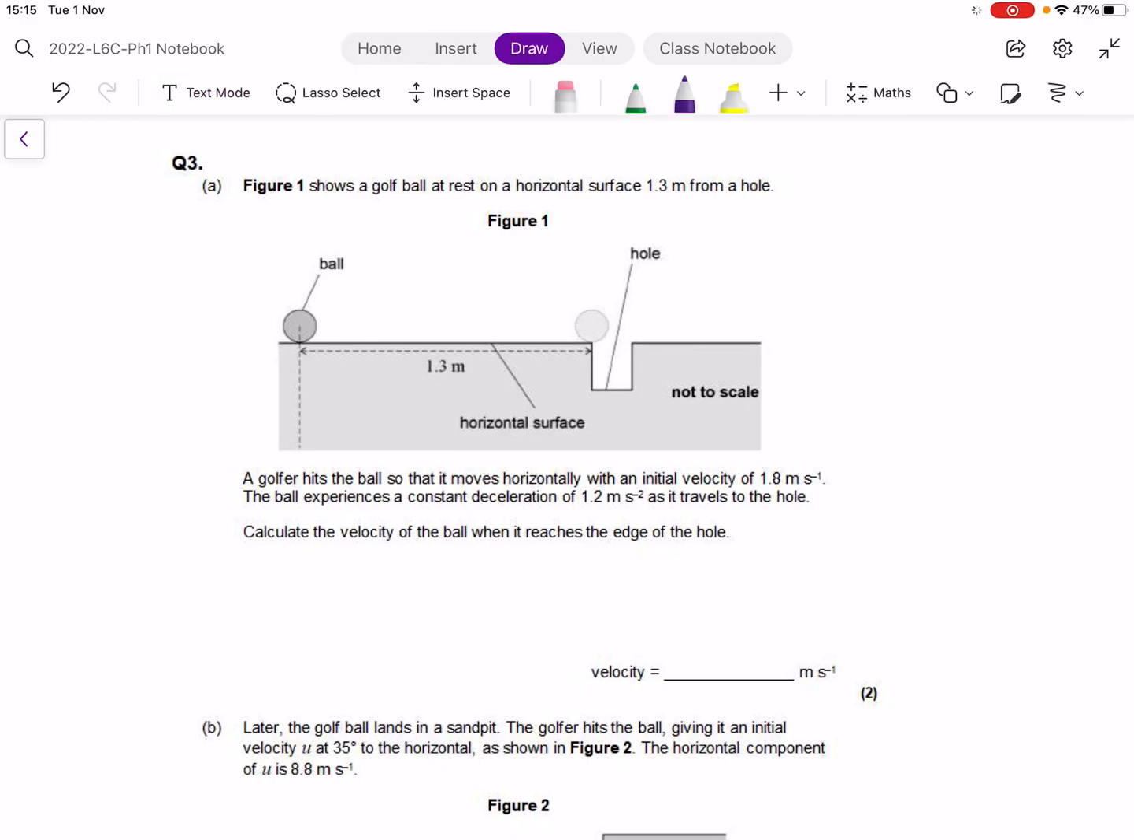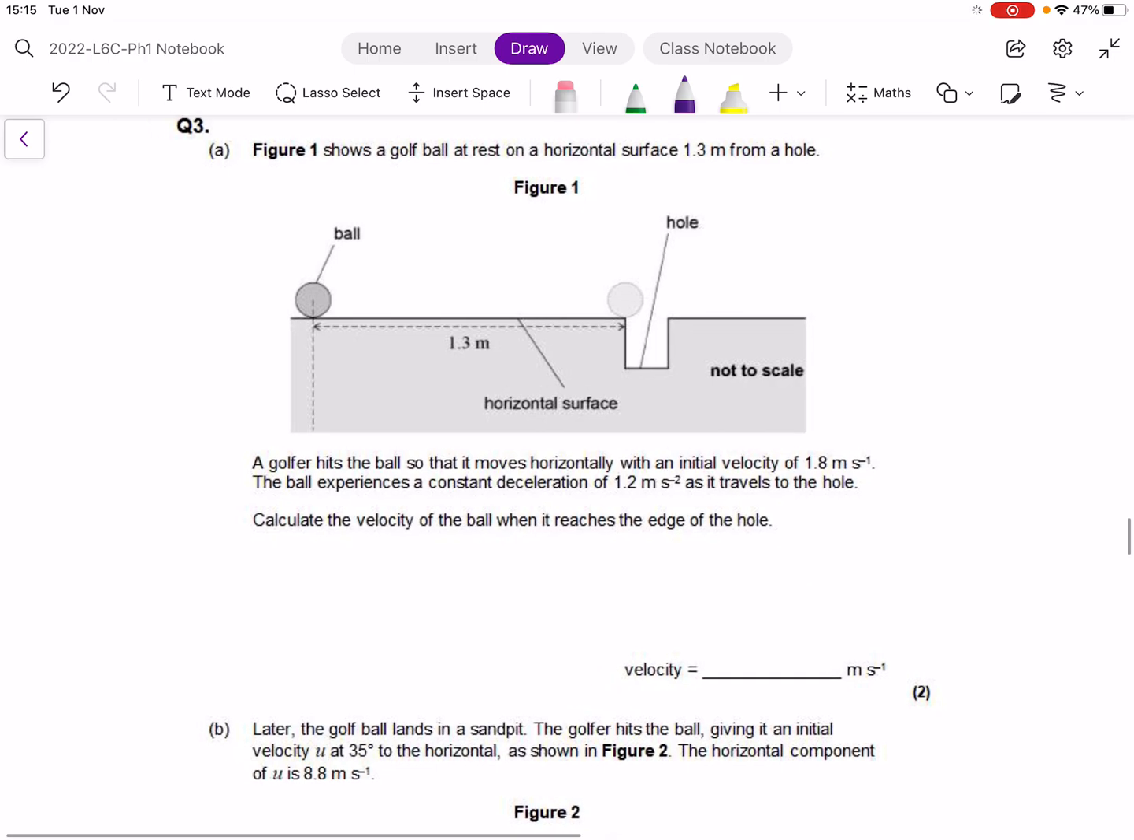Okay, so question 3, even though it doesn't look like a projectiles question and it doesn't start off as one, we can still use a SUVAT at the beginning here. So let's write down what we know.